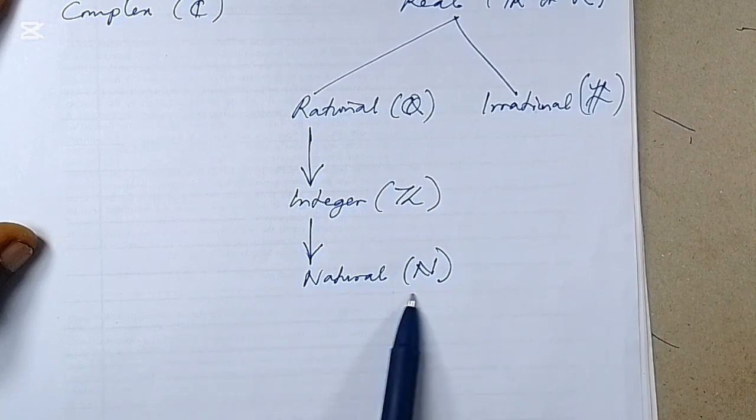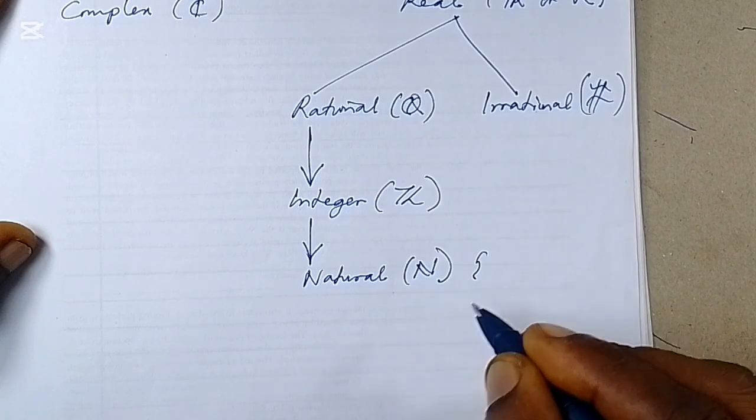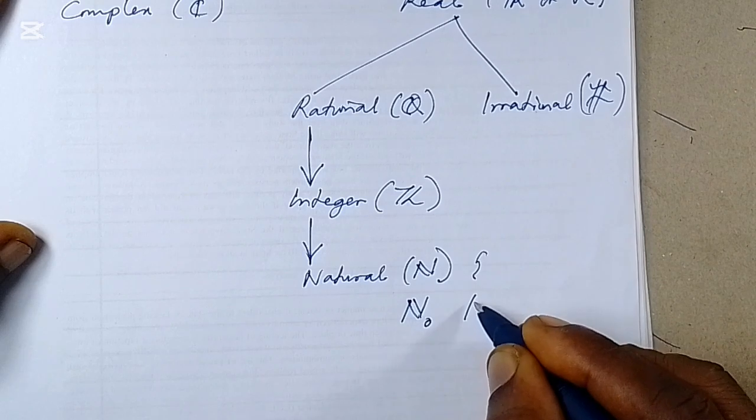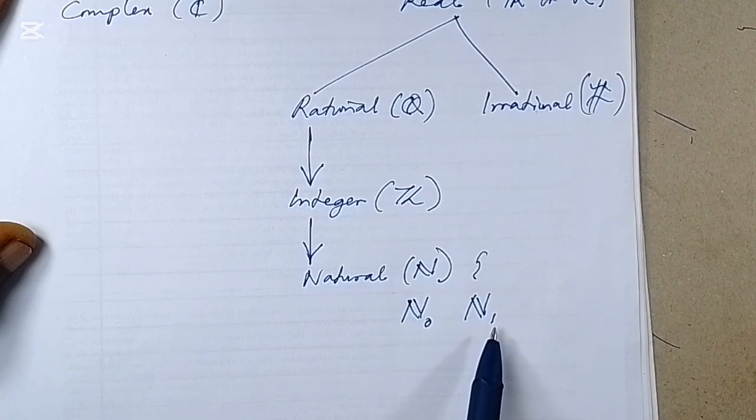So I'm going to tell you quickly what kind of numbers you find under the natural number system. The natural number system contains numbers we call whole numbers, numbers that are not fractional. For the natural number system, we have two types: the one we call N0 and the one we call N1. N1 is the natural number system that begins with 1.